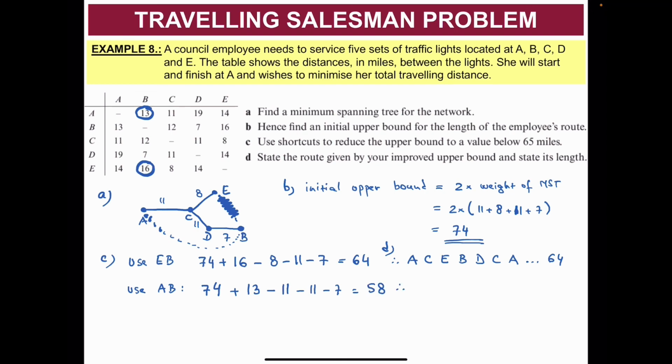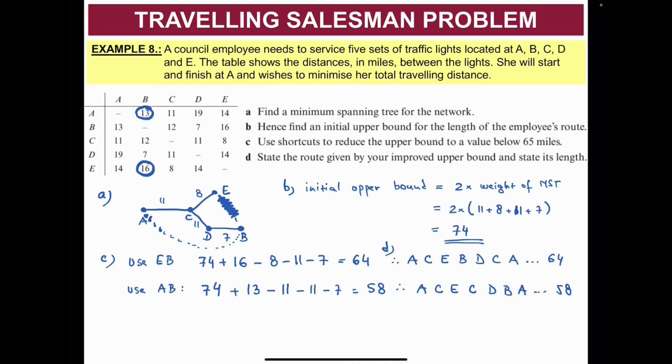So in this case, the route would be A to C, then you can go to E, then C back, then D, B, and go to A. So in this case, it's 58.